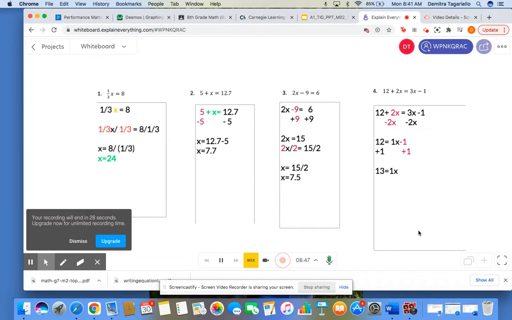So that just means when I rewrite this, it's going to be 13 divided by 1 equals 1x divided by 1. So these 1s are going to cancel out, putting them in red again because they're the opposite of each other. And that's going to leave us with x equals 13 divided by 1, which is going to be 13.